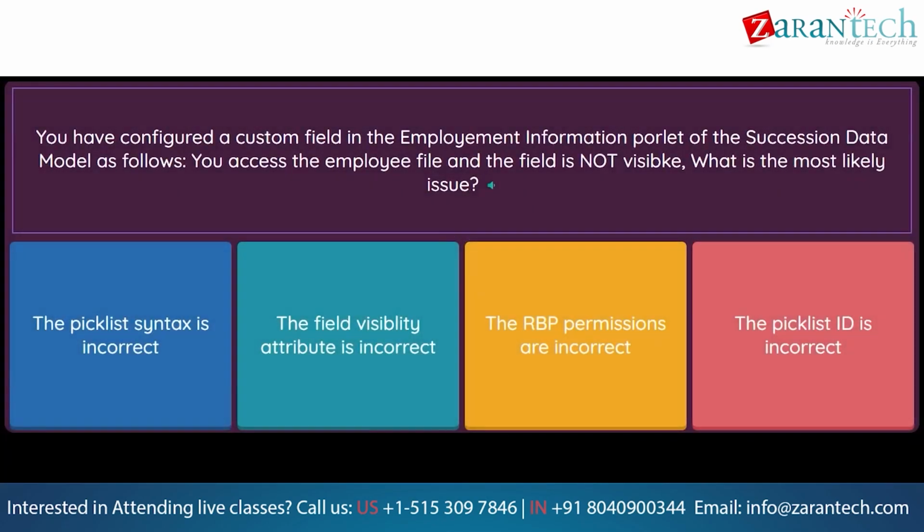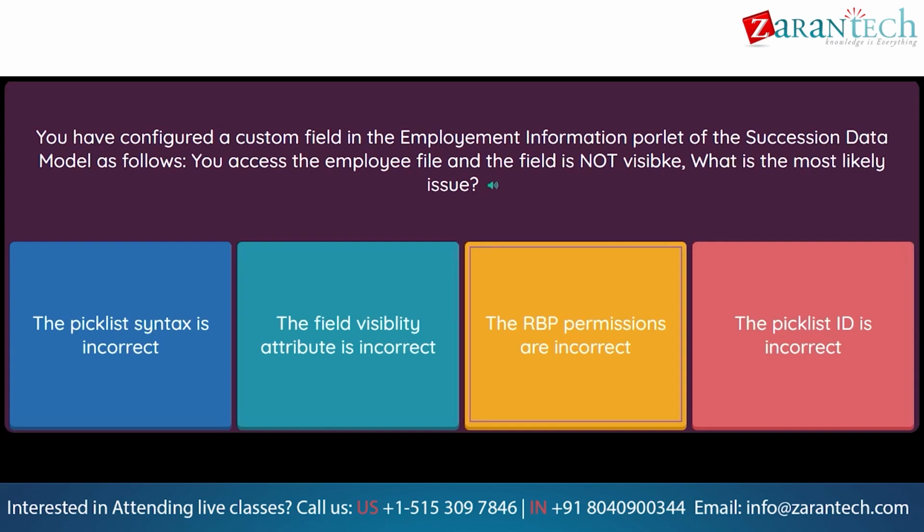Question: you have configured a custom field in the Employment Information Portlet of the Succession Data Model as follows. You access the employee file and the field is not visible. What is the most likely issue? Option 1: the pick list syntax is incorrect. Option 2: the field visibility attribute is incorrect. Option 3: the RBP permissions are incorrect. Option 4: the pick list ID is incorrect.